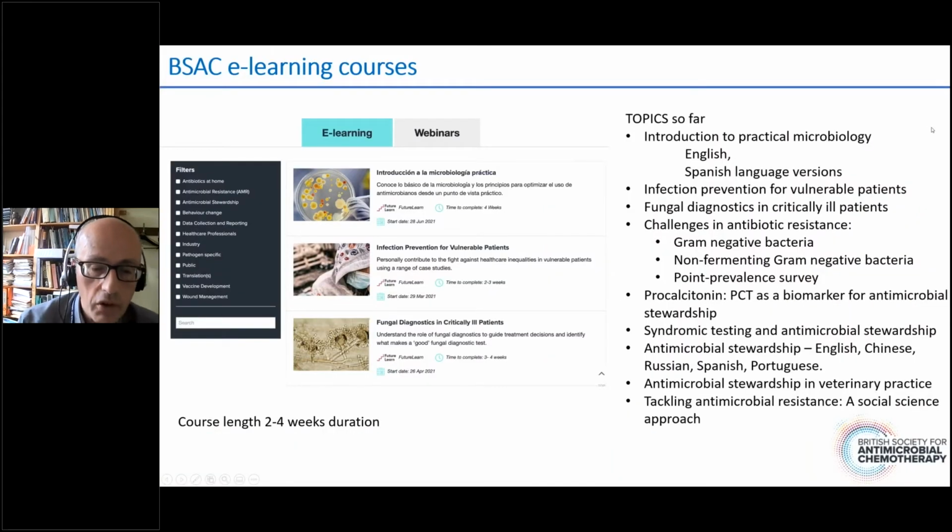Some of our courses are very specific to particular topics. For example, we've got a recent course on procalcitonin, the use of procalcitonin as a biomarker for antimicrobial stewardship, how to use this biomarker to support antimicrobial stewardship, to support the diagnosis of infections and to rule out infections in conditions that look like the patient's got an infection.